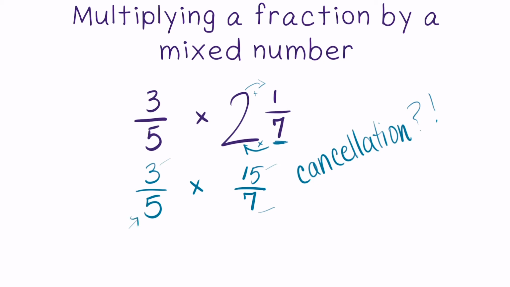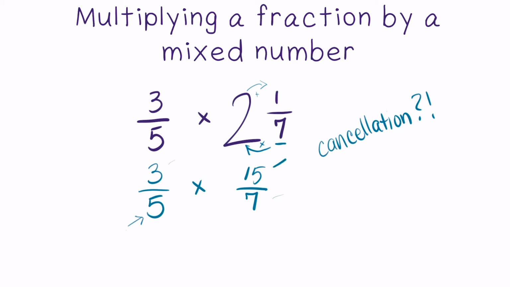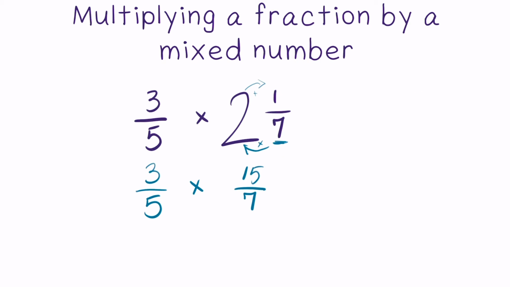If you notice here, 5, which is the denominator in the first fraction, and 15, which is the numerator in the second fraction, share a common factor of 5. Because 5 and 15 share a common factor, we can divide each of those two digits by the common factor to simplify the problem before we even begin. So 5 divided by 5 is 1, and 15 divided by 5 is 3. So we've converted 3/5 times 15/7 into 3/1 times 3/7. Let's go ahead and multiply across.